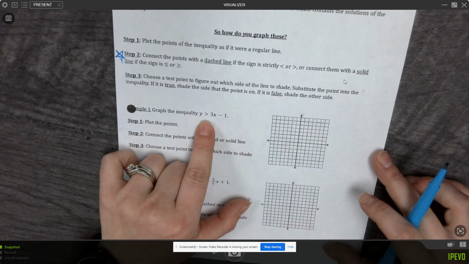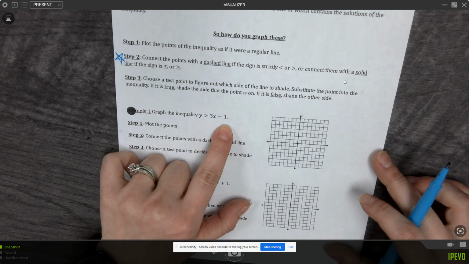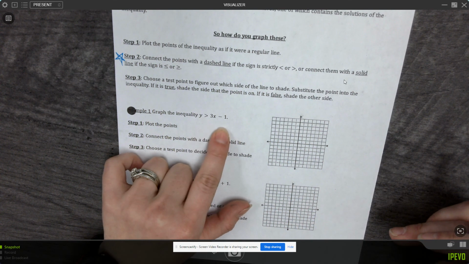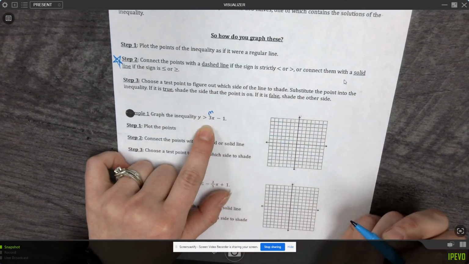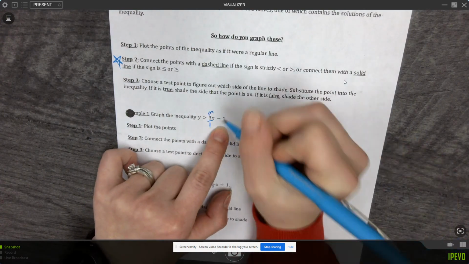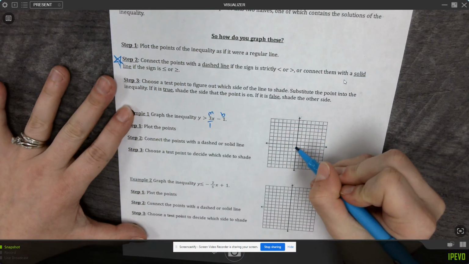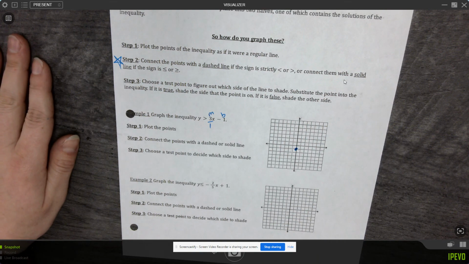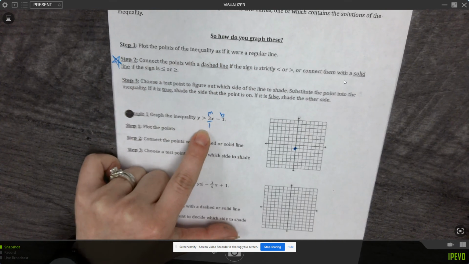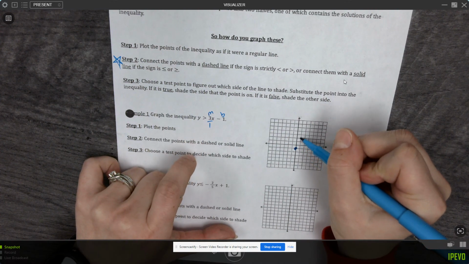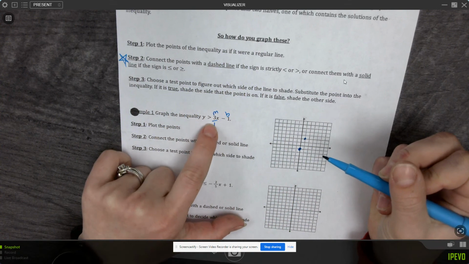So we're going to graph our inequality: y is greater than 3x minus 1. We are in slope-intercept form, so we're going to plot it like we did before. Your slope is 3, which is 3 over 1, and your y-intercept is negative 1. So on your graph, you're going to go to negative 1 and put your dot. And then you're going to do your slope of rise 3, run 1. Rise 3, run 1. I went up and right since I'm positive and positive.